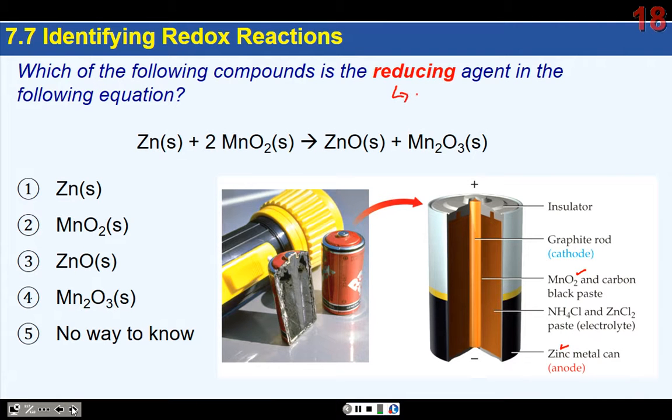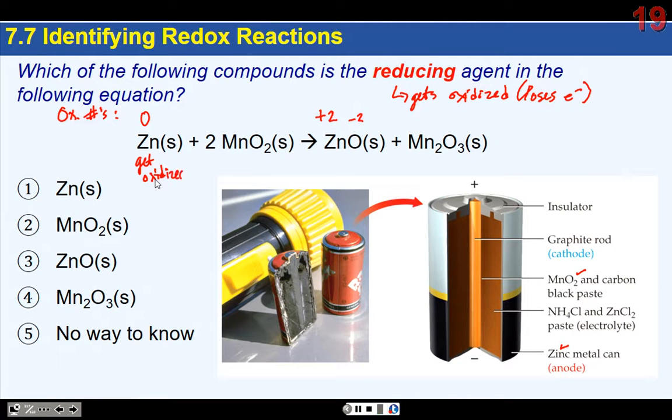The reducing agent is what gets oxidized, which means it loses electrons. So if you're looking at these things by oxidation numbers, that'll point you in the right direction. Zinc is going to be 0 at the start because it's elemental zinc. And then in the product, zinc is going to be with -2 oxygen, so that means zinc is +2. There's your clue. So zinc is getting oxidized because it loses electrons.